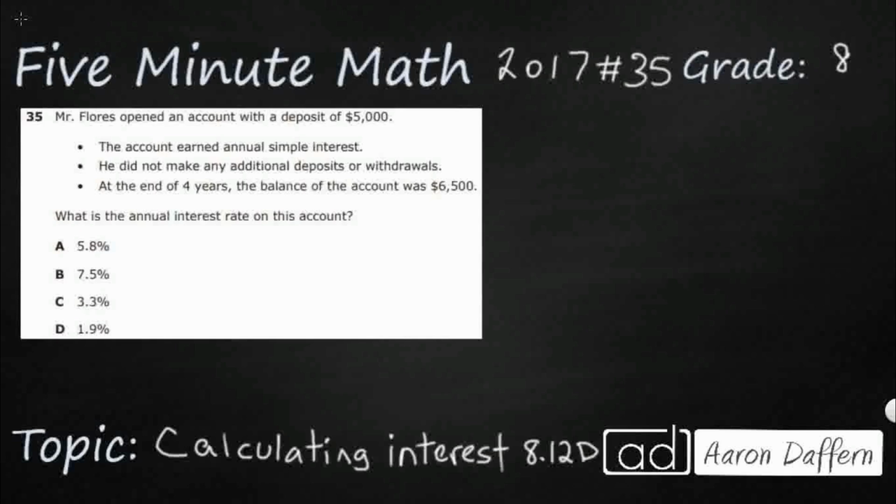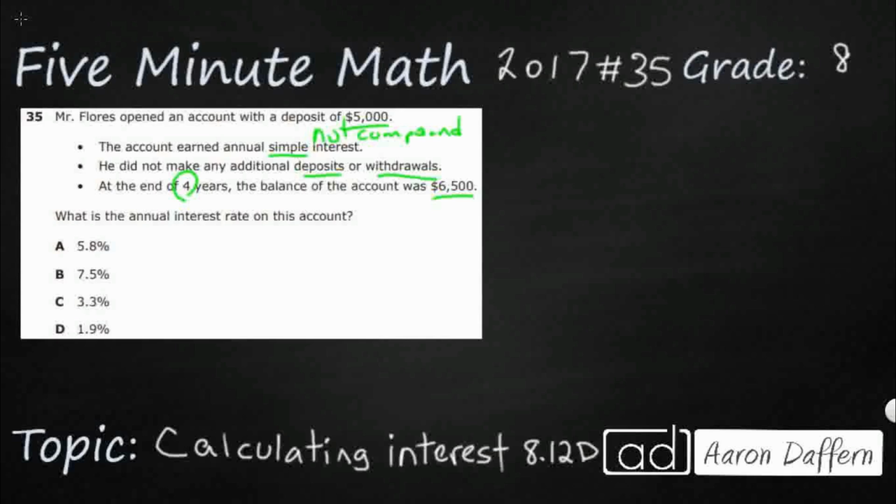So Mr. Flores is opening an account. We have a deposit, $5,000. So we've got simple interest, not compound. That's going to be important because we're going to use different formulas for calculating simple or compound interest. Both of those are available on your mathematics chart. Did not make any additional deposits or withdrawals. That means our principal is not going to change. And at the end of 4 years, there's our time frame. The account balance is $6,500. So what is the annual interest rate on the account?